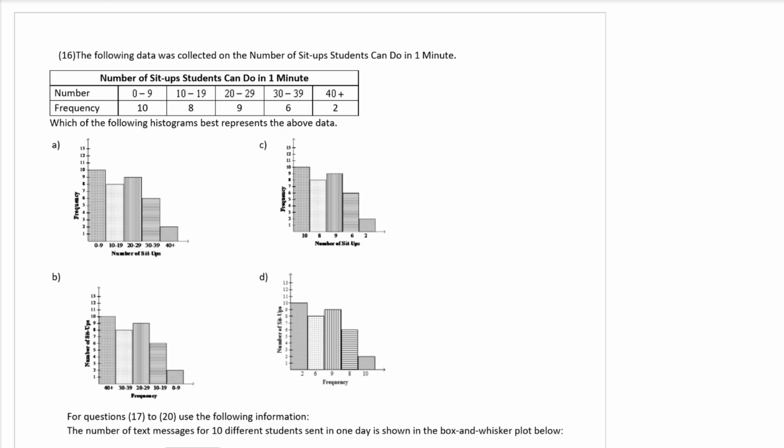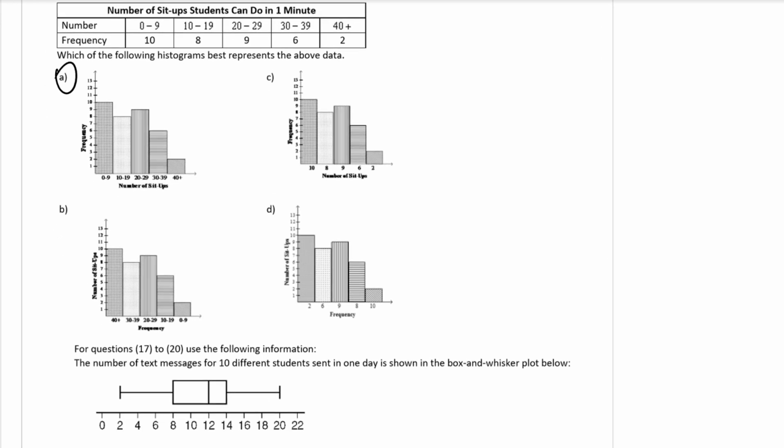So if you look at this table and match it with the diagrams, you'll see that this is the answer, right? So 0 to 9 has a frequency of 10, 10 to 19 has a height of 8, and you go through it and you'll see that that's the only one that gives us what we have. Alrighty, so that's just reminding you of what we have learned, right?